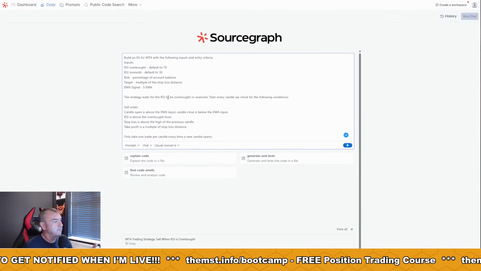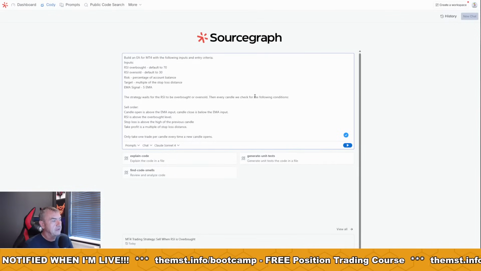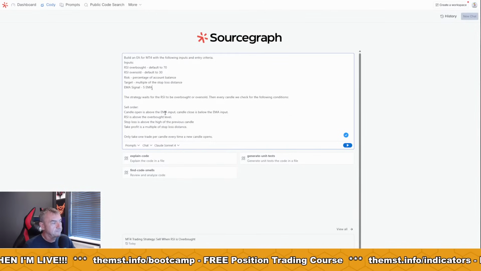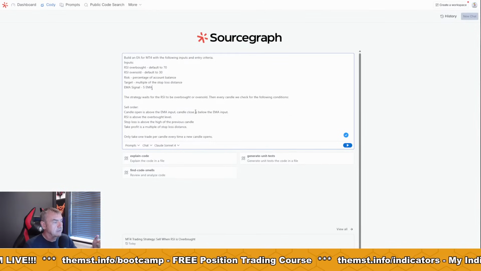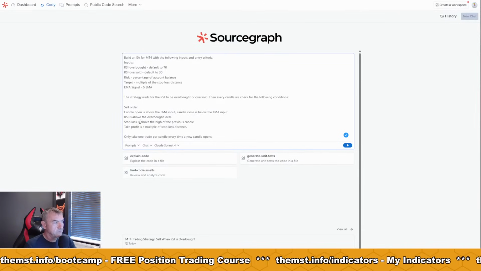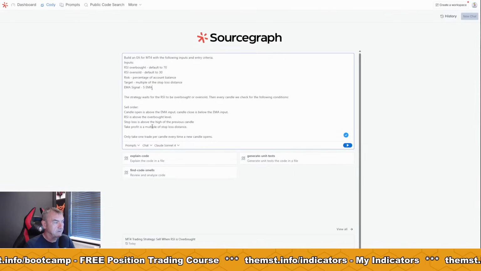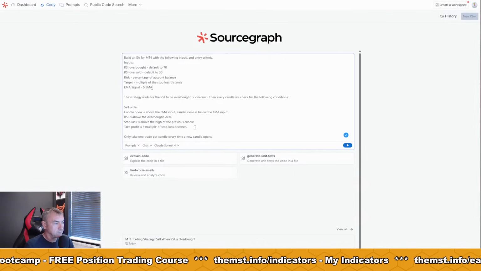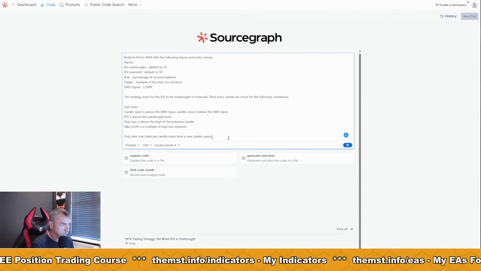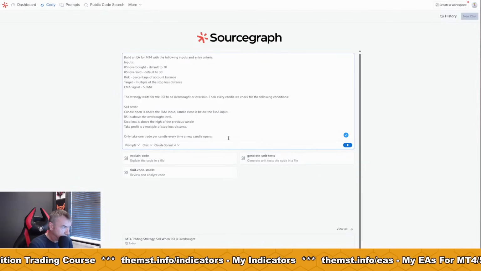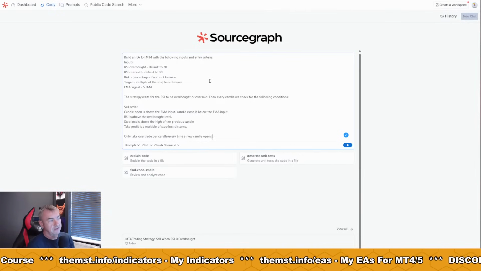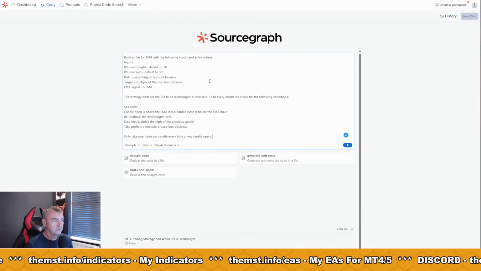Okay, so the strategy: wait for the RSI to be overbought or oversold. Then every candle we check for the following conditions. Sell order: candle open is above the EMA input, candle close is below the EMA input, RSI is above the overbought level. Stop loss is above the high of the previous candle. Take profit is a multiple of the stop loss distance. Only take one trade per candle, every time a new candle opens. And that's it. So basically, this is a much more detailed breakdown of exactly what I've asked it to do.